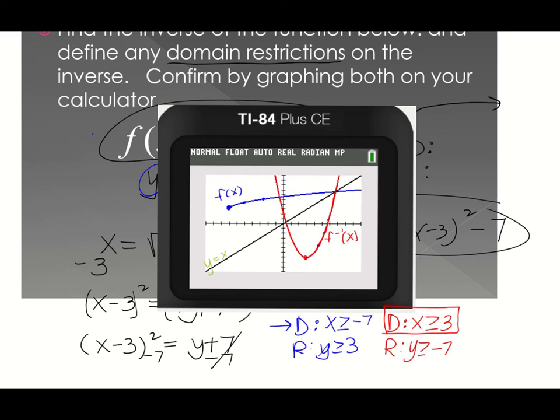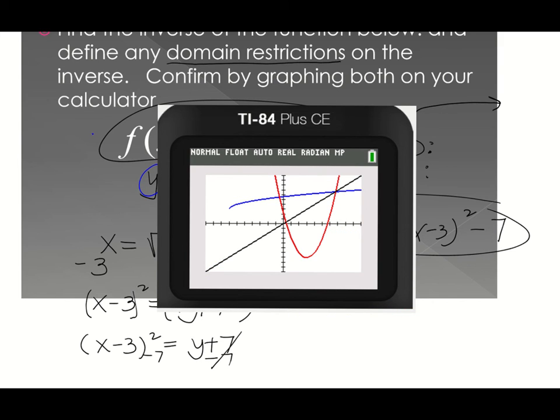So we have our inverse, which we stated was x minus 3 squared minus 7. So this is our inverse, but it's only when x is greater than or equal to 3. So this would be our entire answer: this is our inverse, but it's only when x is greater than or equal to 3, because those are the only points that we have reflected over our line of reflection.